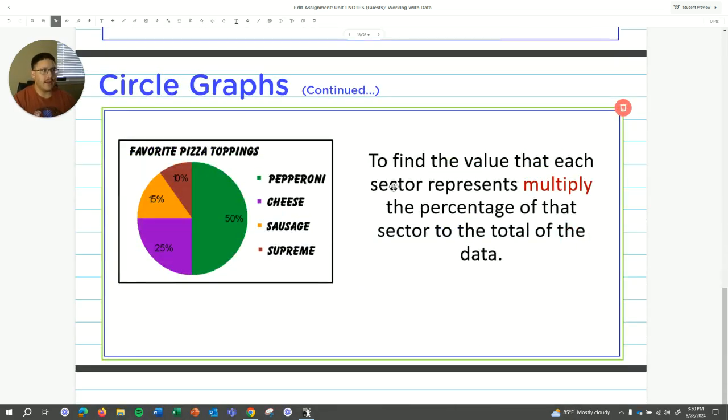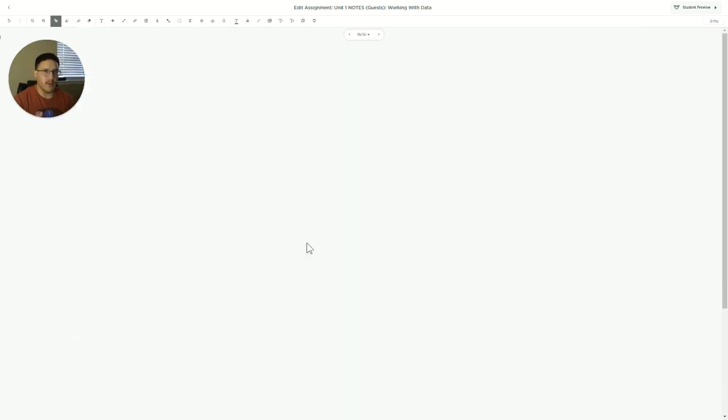To find the value that each sector represents, we're going to multiply the percentage of that sector by the total of the data. So we're going to take the percentage, whichever percentage we're using for the problem, and change it to its decimal form to be applied with whatever population or number we're dealing with from the word problem, so that we can understand how much of that population is represented by a certain sector of that circle graph. Okay, let's look at an example to understand what I'm saying.